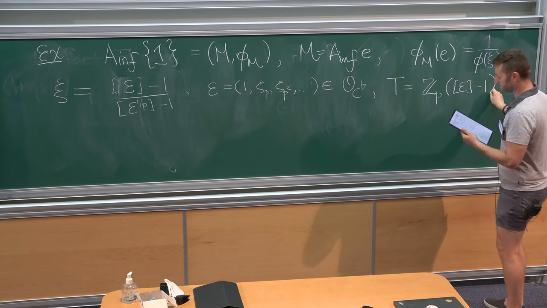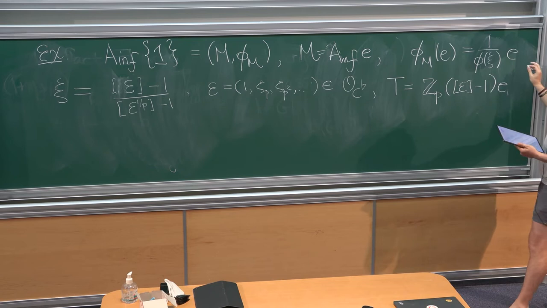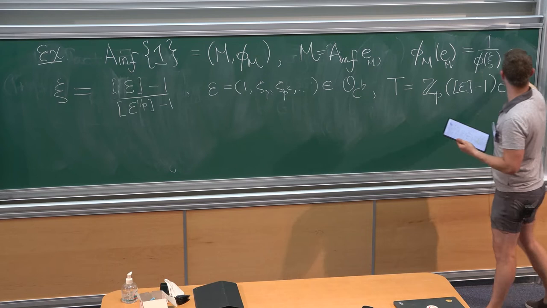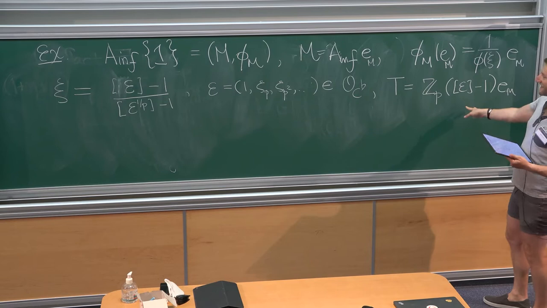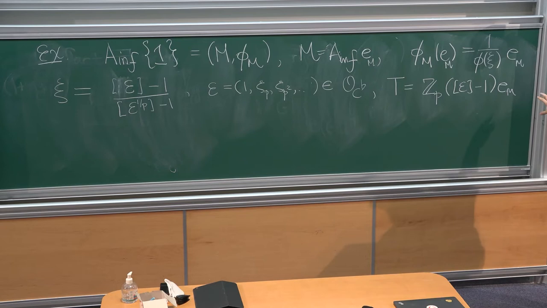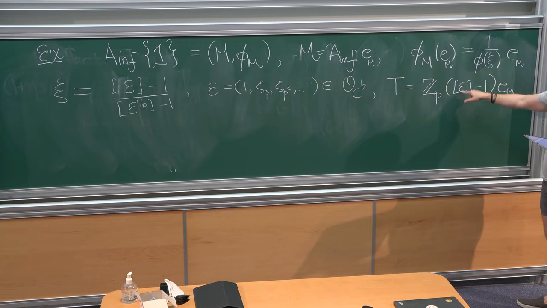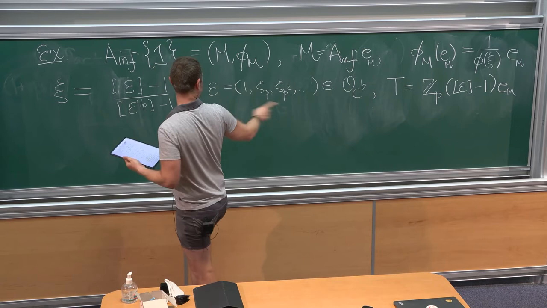I think I wanted to make things as clear as possible. I want to label the basis vector of M as e_m. So if I look at this element and I hit it with phi_M, this divides by phi of psi, and then this does the same thing, just in the opposite direction. So they cancel. If I hit this with phi, it becomes epsilon to the p minus 1, which is the same thing divided by phi of psi. Well, you know, you do the math.